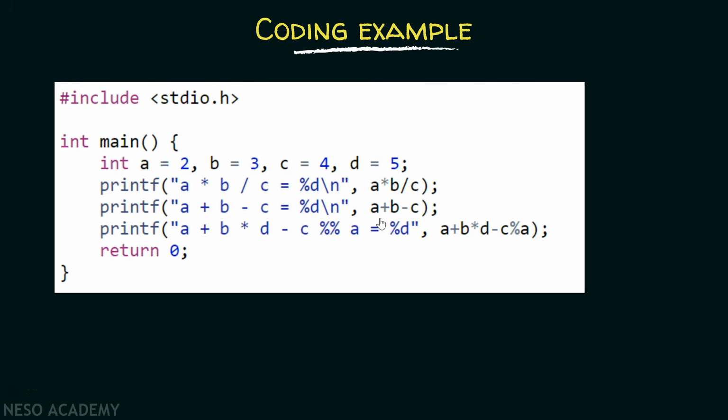For this expression also we know that addition is going to be performed first and then the subtraction, because they have the same precedence and associativity is from left to right. Therefore addition is performed first and then subtraction. a + b is equal to 2 + 3, that is equal to 5, and c is equal to 4, therefore 5 minus 4 is equal to 1. Therefore this printf function will also print 1.